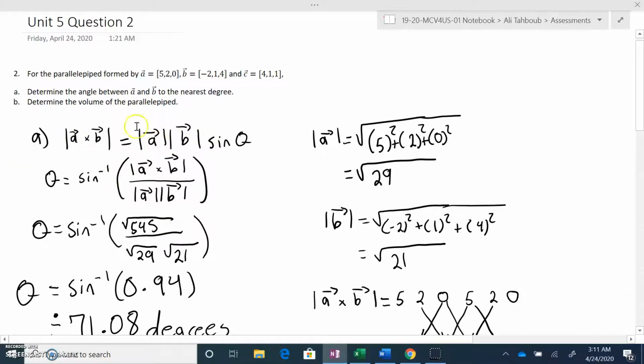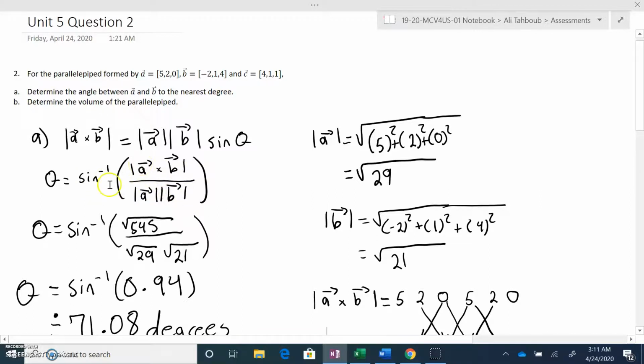from this equation, which is the magnitude of the cross product of A and B is equal to the magnitude of A times B sine theta. So I rearranged this equation for theta, as that's what we're looking for. So theta is now equal to the sine inverse of the magnitude of the cross product of A and B divided by the magnitude of A times the magnitude of B.